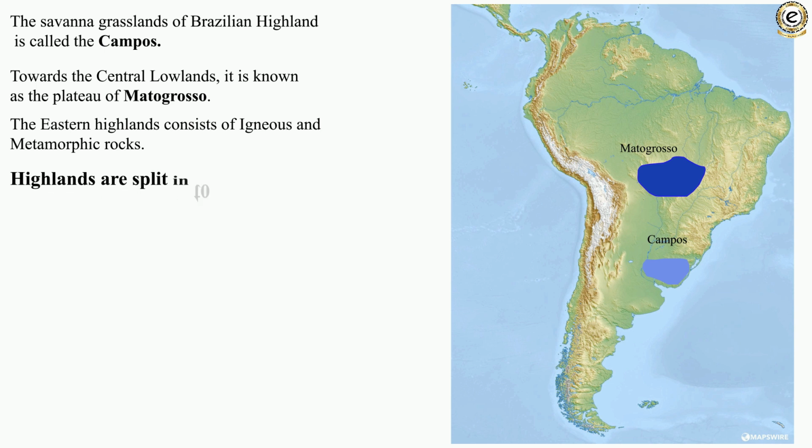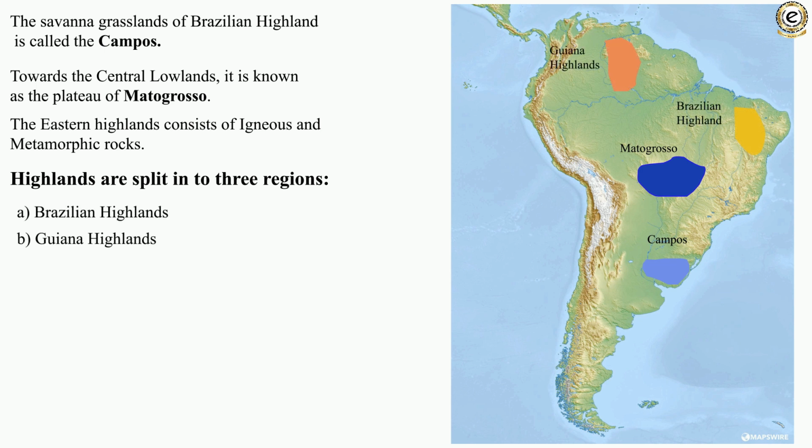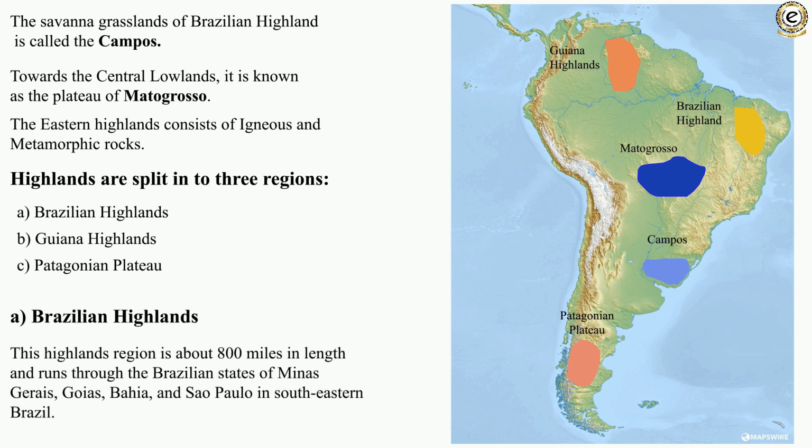Now, the highlands are split into three regions. We can divide this eastern highland into three important regions known as the Brazilian highland, Guiana highland, and Patagonian highlands. So let's discuss one by one. Brazilian highlands. The region is about 800 miles in length and runs through the Brazilian states of Minas Gerais, Goiás, Bahia, and São Paulo in southeastern Brazil.